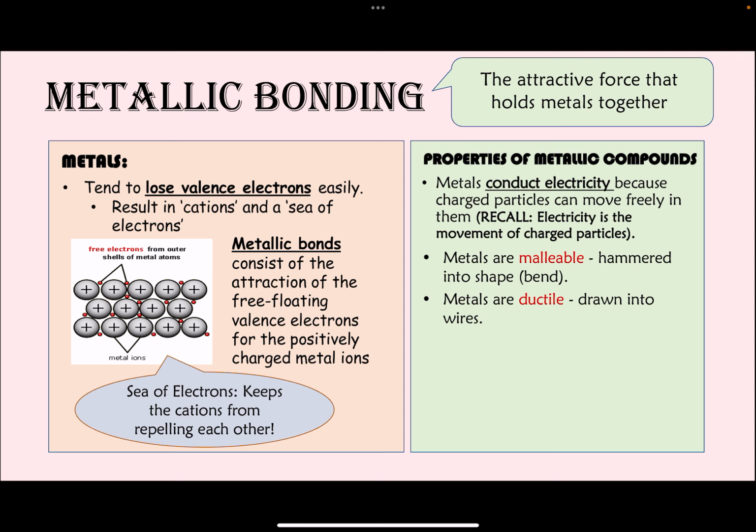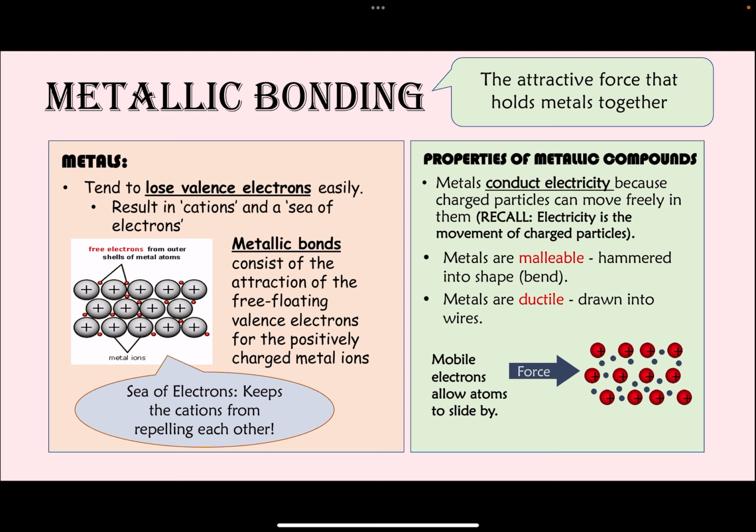They are malleable and ductile, meaning we can shape them in different ways. And that is because of the sea of electrons that you see there. If you apply force, the sea of electrons makes it possible for the cations to kind of slide on top of each other and just move around. So this is what makes the metals malleable and ductile.